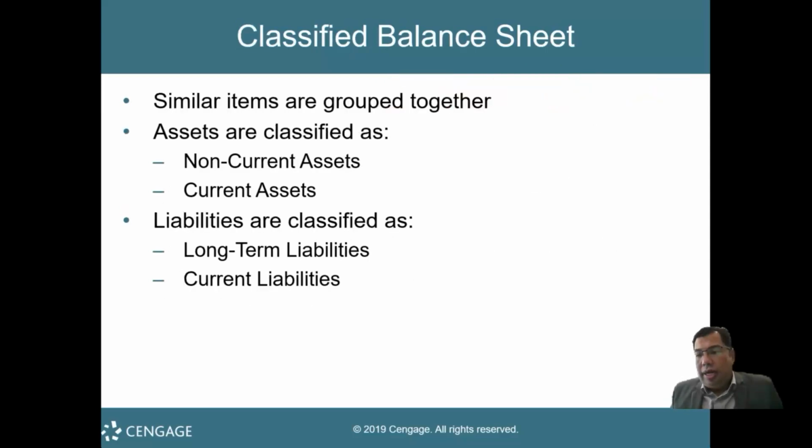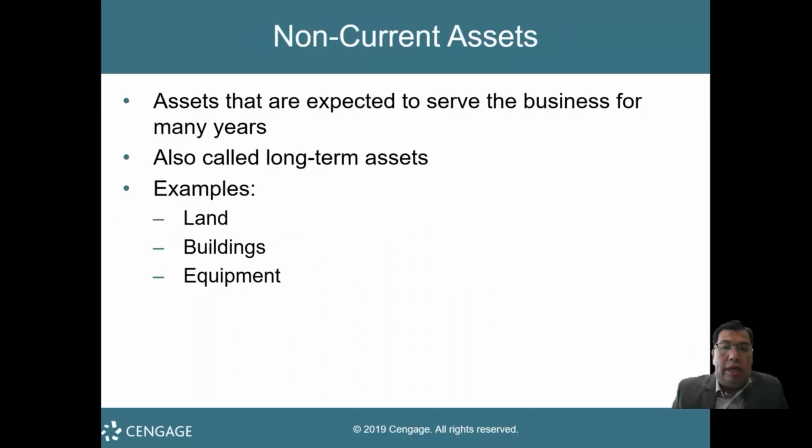For assets, you need to classify assets into current asset and non-current asset. For liability, long-term liability and current liability. What is meant by current or non-current, or current and long term? I'm going to explain it soon.